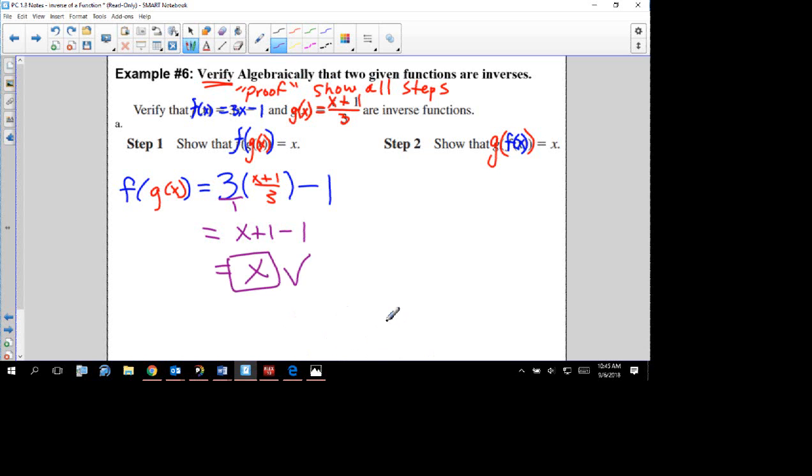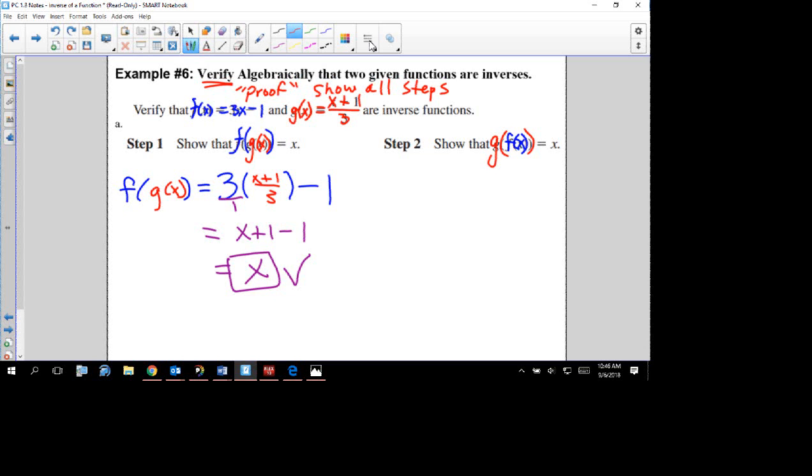So you have to show that with steps. You can't just write equals x. Like, you have to show your steps. And then you have to do it a second time. Sometimes people will make a silly mistake in math, and one of them will work and one of them won't. That can't happen. They both work or they both don't.